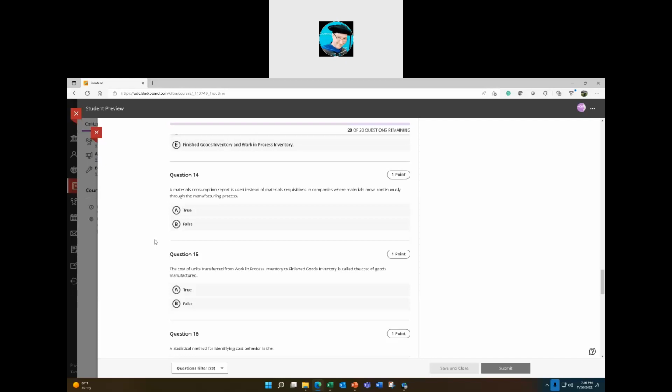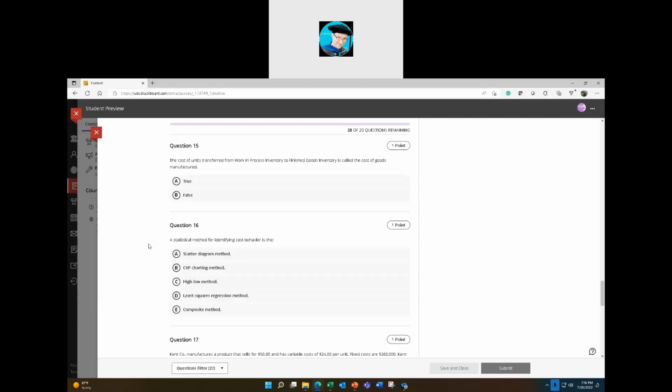Okay, let's take a look. Material consumption report. I think that's chapter 20. Might be 19. I think it's 20 though. Cost of units transferred from work in process inventory to finished goods is called cost of goods manufactured. Yeah. That's definitely 19 or 20. I think it's 19.